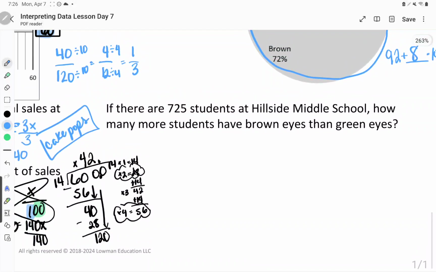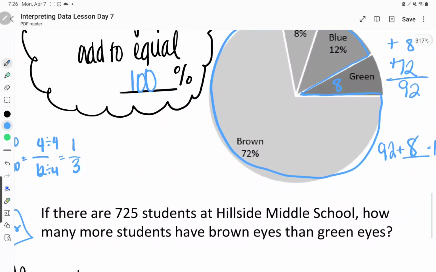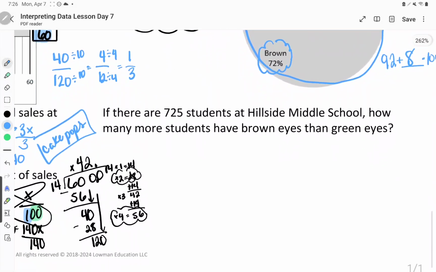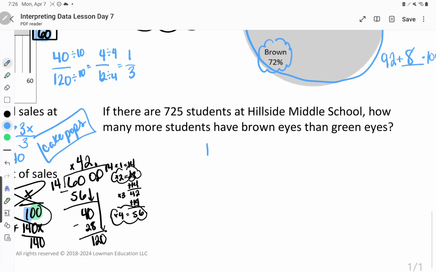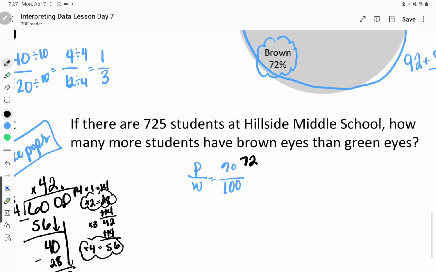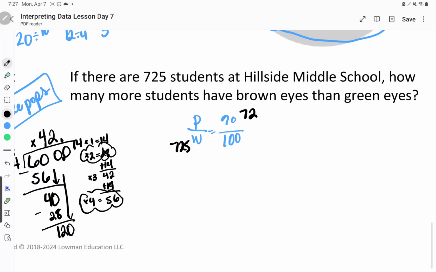Okay, so this one says, if there are 725 students at Hillside Middle School, how many more students have brown eyes than green eyes? So the first thing I have to do is figure out how many kids have brown eyes. What I know is that 72% of kids have brown eyes. So what would I do to figure out how many kids have brown eyes? I would set up a proportion. So I have part over whole equals percent over 100. I know that 72% of kids have brown eyes. So that goes right there in my percent. And I know that there are a total of 725 kids. So I have x over 725 equals 72 over 100.